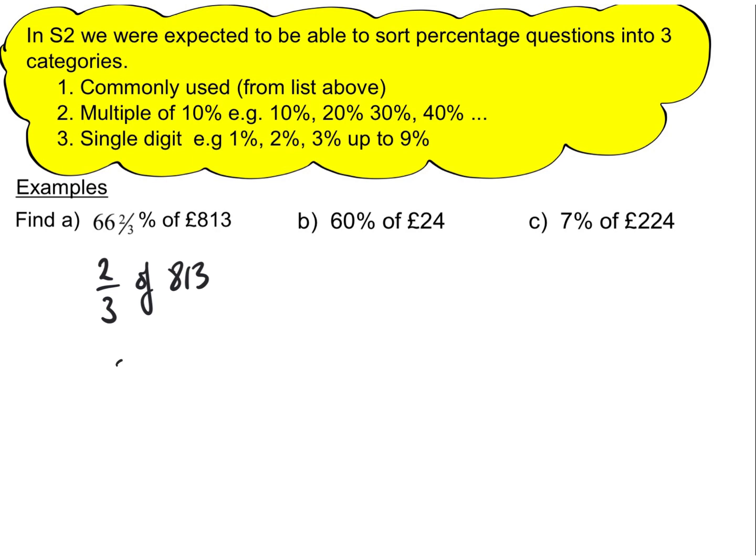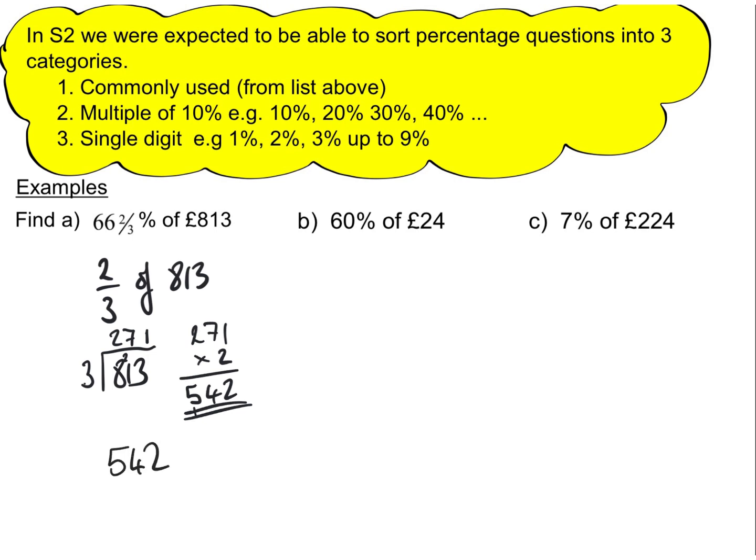Let's start off with the 813. Divide by the bottom number. So 3 into 8 goes twice, remainder 2. 3 into 21 goes 7. And 3 into 3 goes once. And now I've divided by the bottom number. I know 271 is a third, but I'm looking for 2/3, so I'm looking for two lots of this. So 2 times 271: 2 times 1 is 2, 2 times 7 is 14, carry 1, and 2 times 2 is 4 plus 1 is 5. 542. So the answer here is 542.